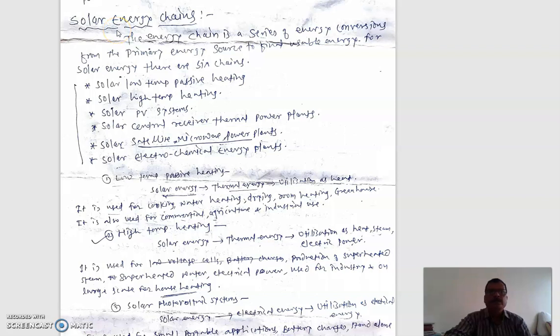Hi friends, now we see solar energy chains. In this lecture, we see about solar energy chains. The energy chain is a series of energy conversions from primary energy source to final usable energy. For solar energy, there are 6 chains.